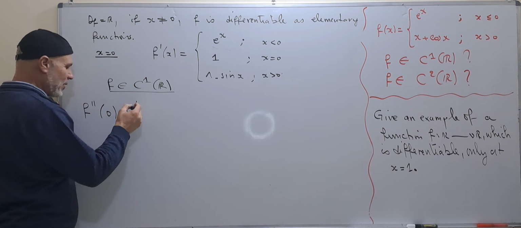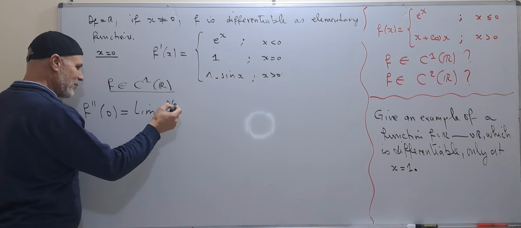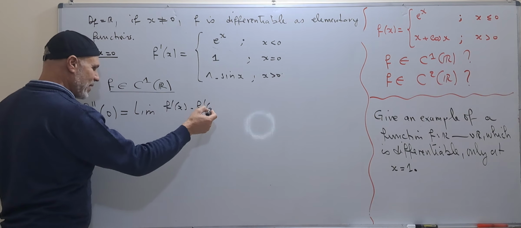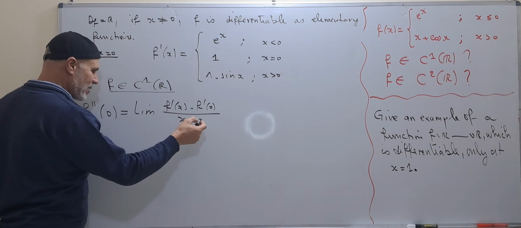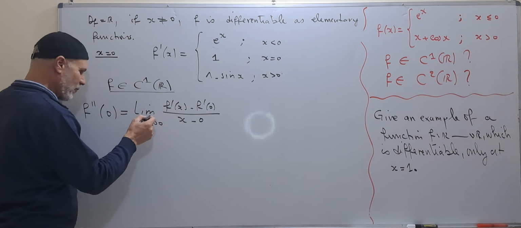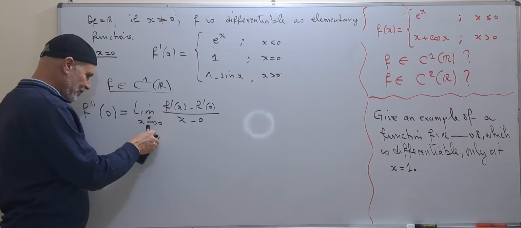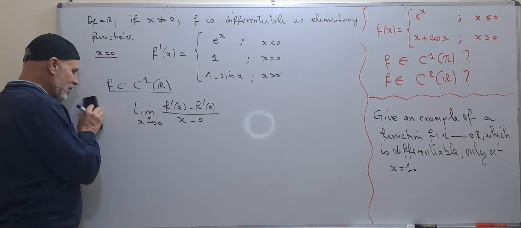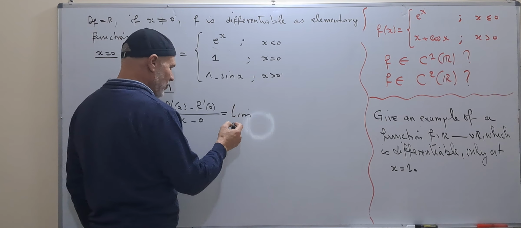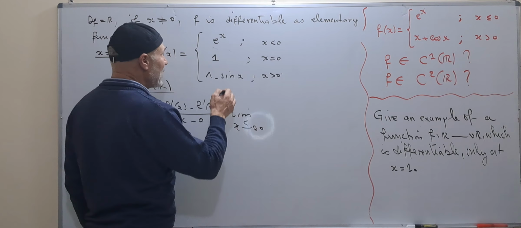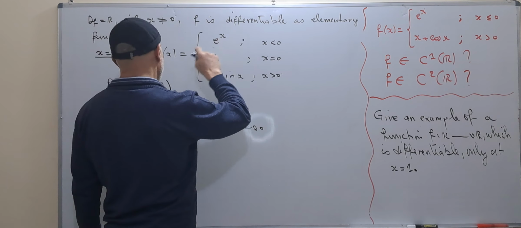If this exists, it is equal to the limit of f prime of x minus f prime of 0 over x minus 0 when x goes to 0, from the left and from the right. Let us start with the left. This is equal to the limit when x goes to 0 from the left. From the left, the derivative is exponential x minus 1 over x, and with the same technique, it gives us 1.